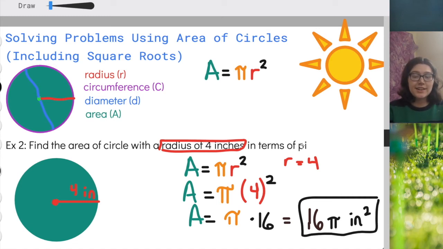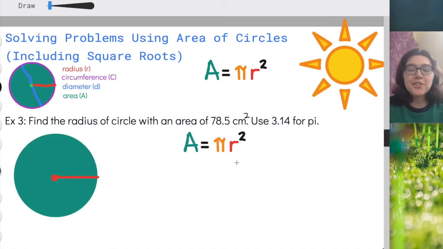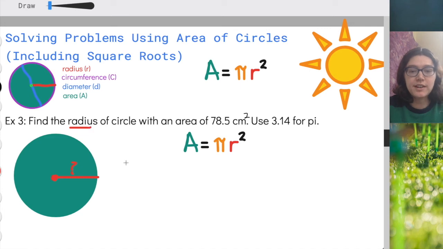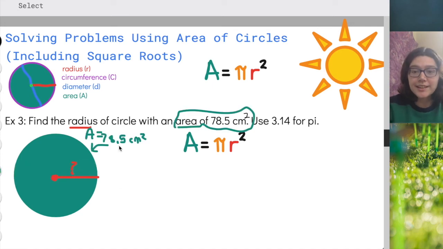we're given the area. So for example 3, we want to find the radius of a circle that has an area of 78.5 centimeters squared. And they're telling us here to use 3.14 for pi. So we want to find the radius. So we do not know what the value of r is, right? That's what we're trying to find. But we're told that we have an area of 78.5 centimeters squared. That equals A. That is my area.